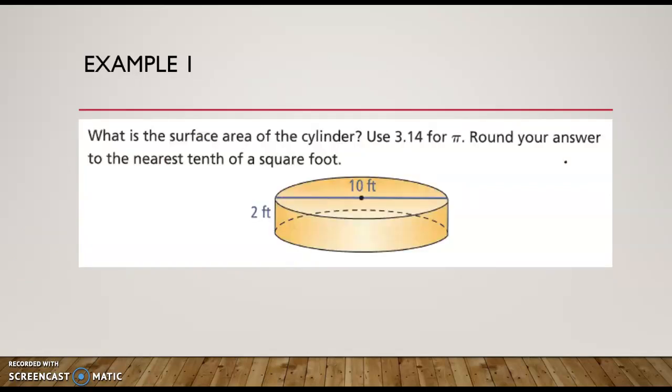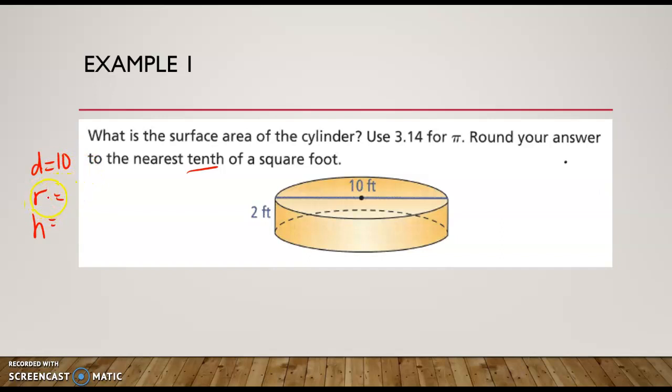So, first problem. Example 1, what is the surface area of the cylinder? Use 3.14 for pi, round your answer to the nearest tenth of a square foot. So, I need r and h. Now, here's the thing about surface area, volume, all of these formulas. All we need to do is find the variables that we have to then figure out what we don't have. So right now I know that I have a diameter of 10 feet. I don't want diameter though, I want radius.